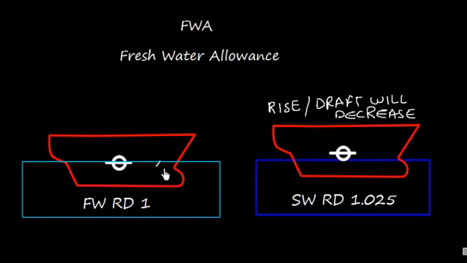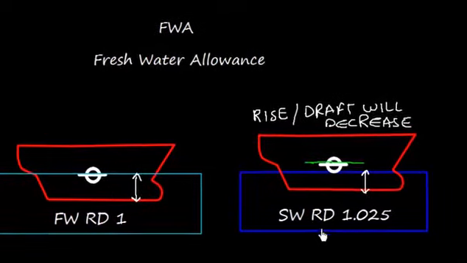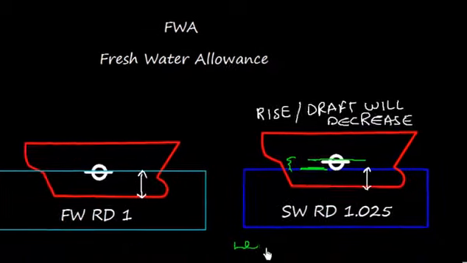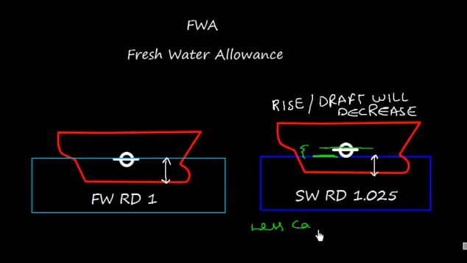So let me mark the draft. This portion is the draft. Here the draft is decreased. Well, as per the load line, we are supposed to load up to this level in salt water, but we have loaded only up to this level. So that means we have loaded less cargo, which simply means that there is a loss of earning. We don't want that. So what do we have to do?